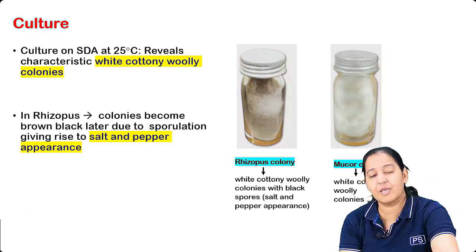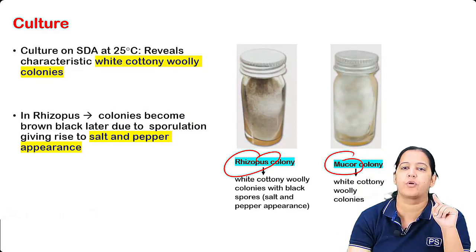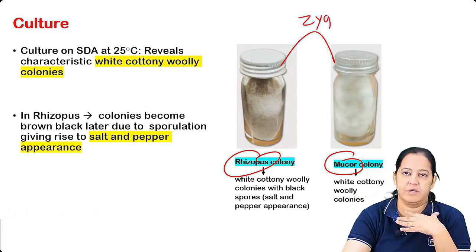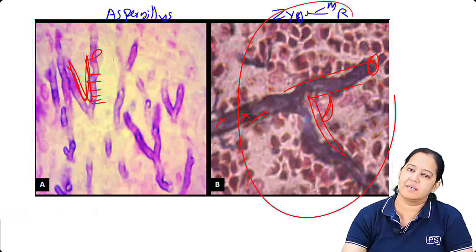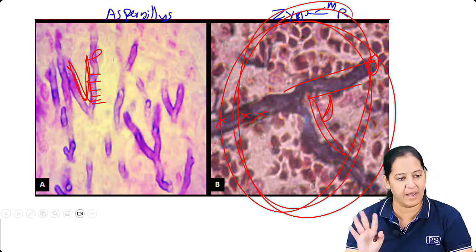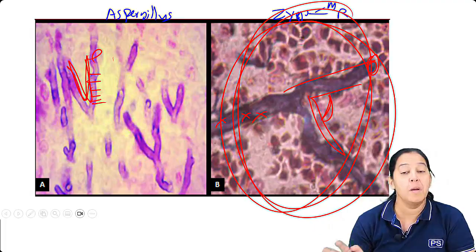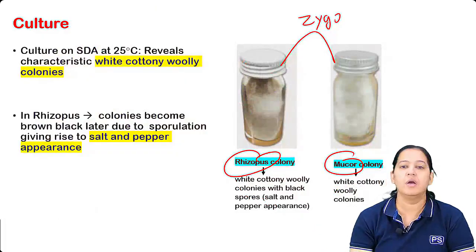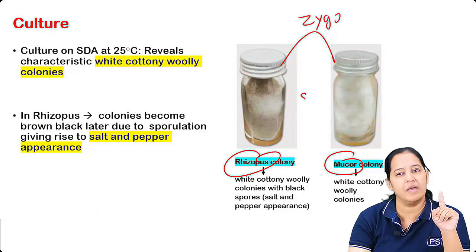So you may ask, ma'am, how to differentiate Rhizopus and Mucor? Both of them are Zygo. We got it. Both of them are morphologically like this. Zygo is this, Mucor is also this. Microscopically you cannot differentiate the two. But on culture, on SDA, you can differentiate. You can see both of them are SDA cultures. Do the culture on SDA.